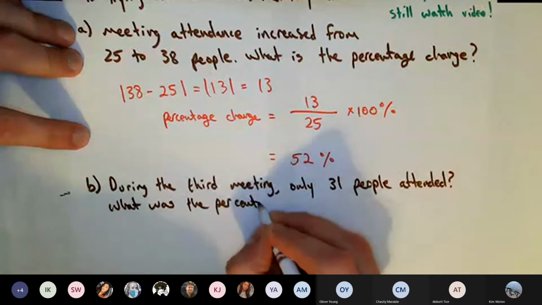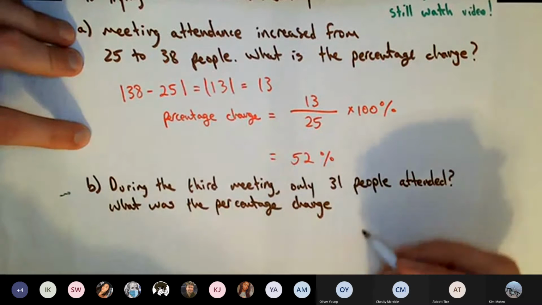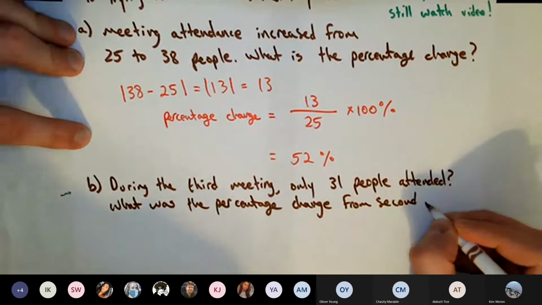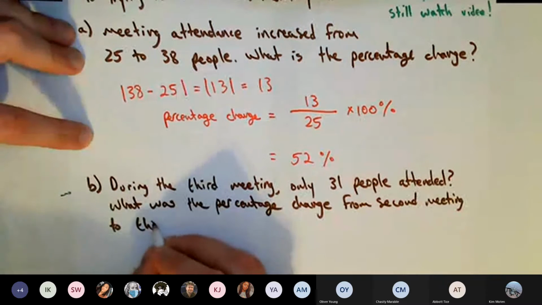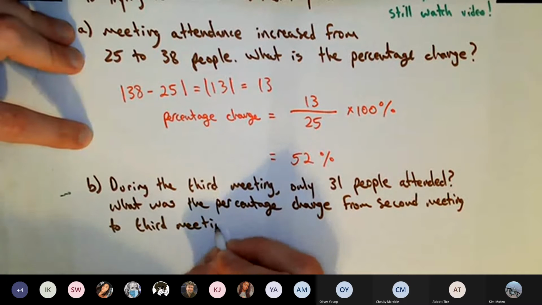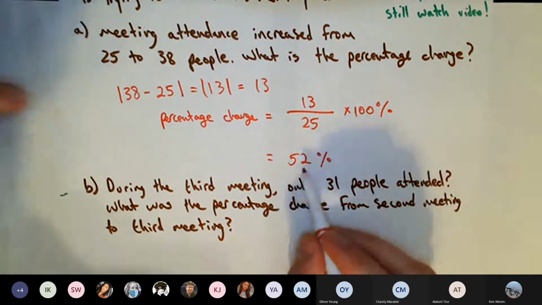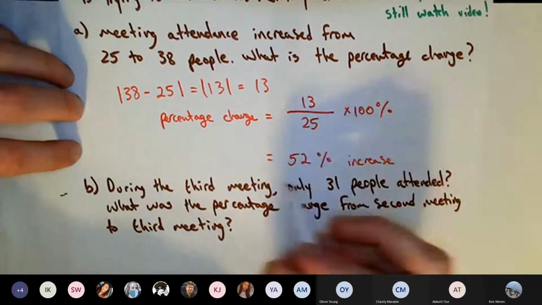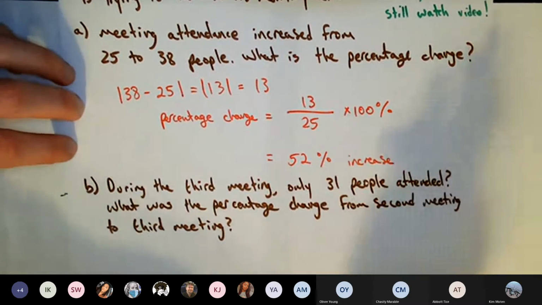Oh, I forgot something. Hang on, I'll finish writing this down, and then I've got to adjust this answer slightly. What was the percentage change from second meeting to third meeting? Of course, you're probably wondering why I didn't put increase or decrease here. So it's a 52% increase, right? I'm sure I said that in words, but the whole correct answer here that you should write down is a 52% increase.